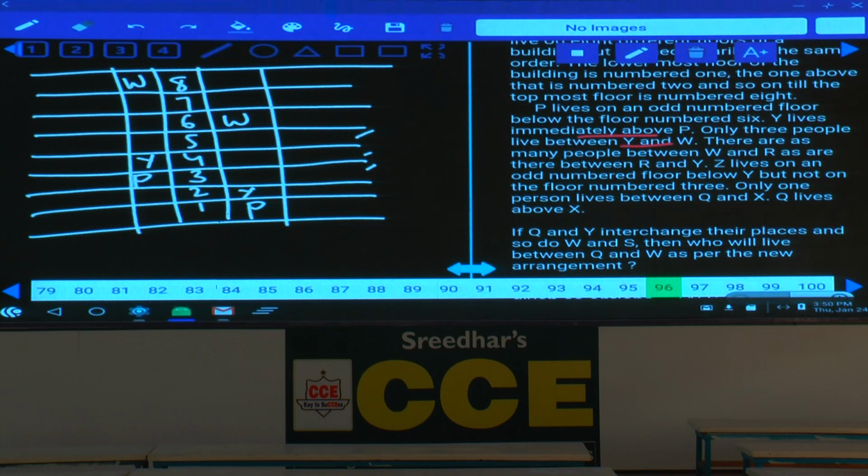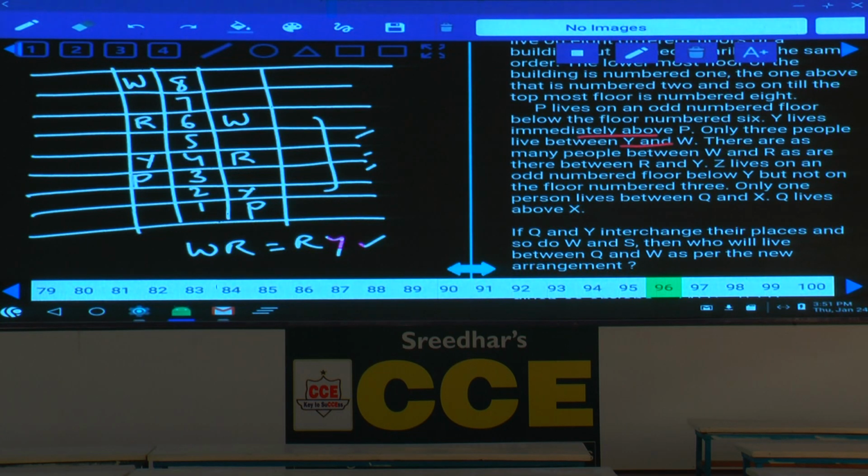There are as many people between W and R as between R and Y. Now, hence between W and Y how many places are there? 3 floors are there, isn't it? As 3 floors are there, hence between W and R there is only 1 floor, and between R and Y there is only 1 floor. And in this one also, between W and R there is 1 floor, between R and Y there is also 1 floor.